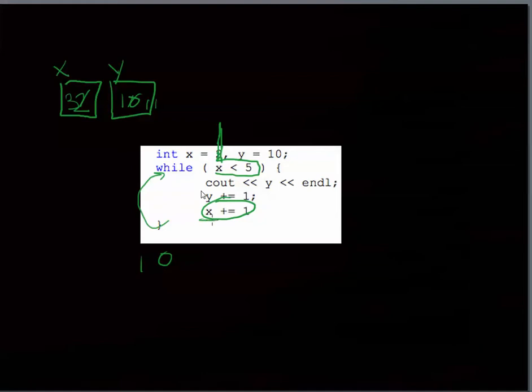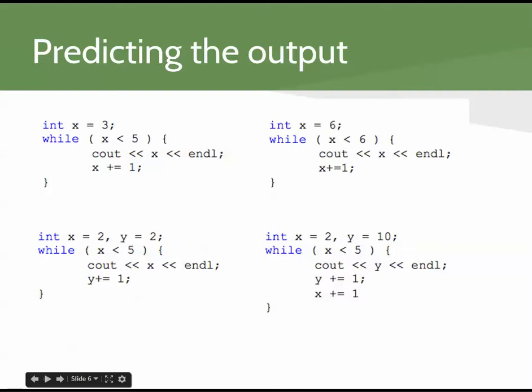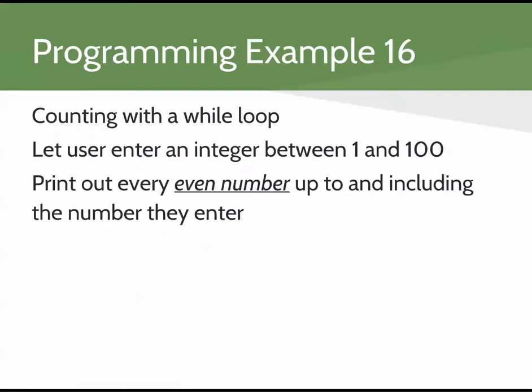As long as we make sure that x is going to be eventually equal to or greater than 5, this loop will stop. Right? So this loop is going to go around a few more times and we're going to continue to print out y values until that loop stops. So let's continue on. And I want to go through a couple more examples here.